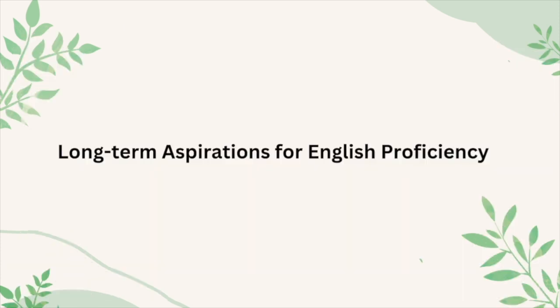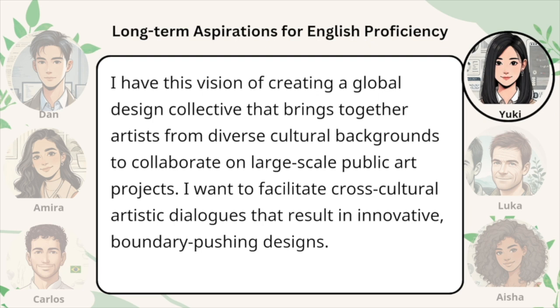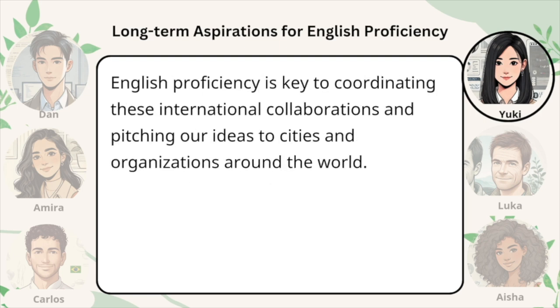What's your ultimate aspiration or dream that you hope to achieve through English proficiency? I have this vision of creating a global design collective that brings together artists from diverse cultural backgrounds to collaborate on large-scale public art projects. I want to facilitate cross-cultural artistic dialogues that result in innovative, boundary-pushing designs. English proficiency is key to coordinating these international collaborations and pitching our ideas to cities and organizations around the world.